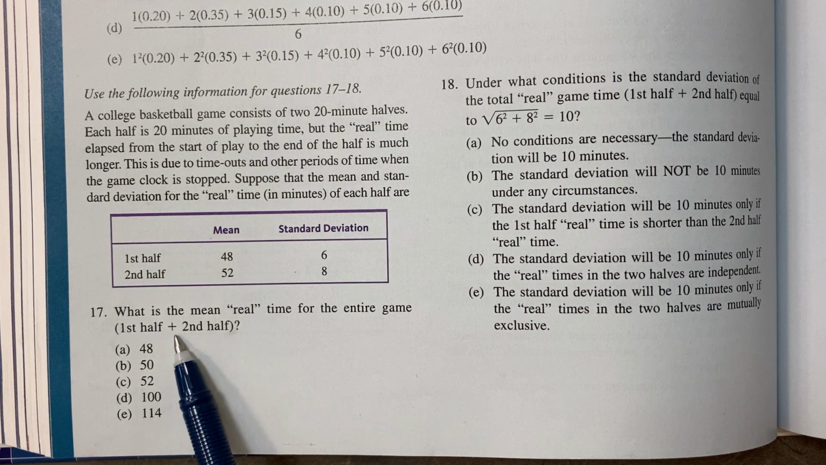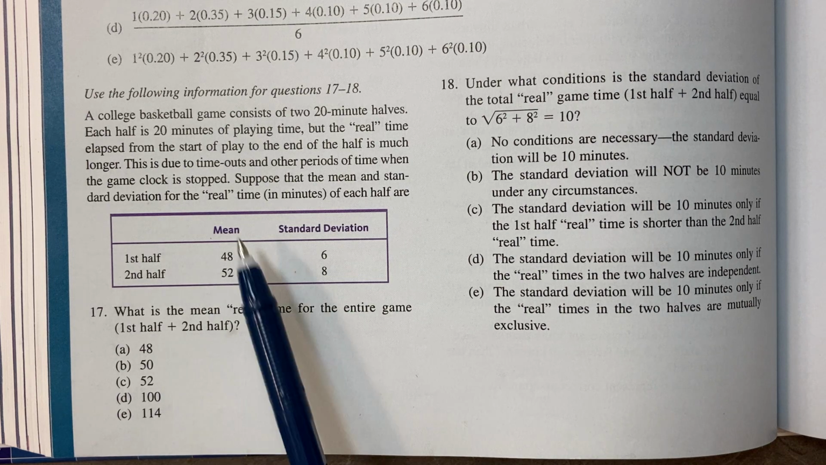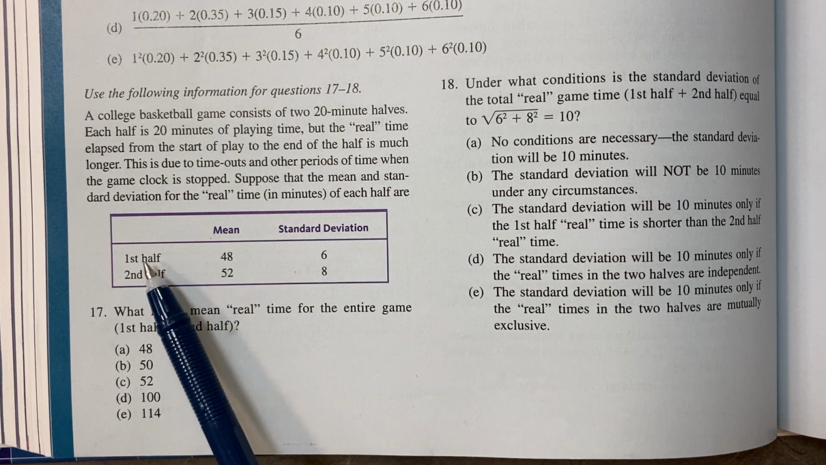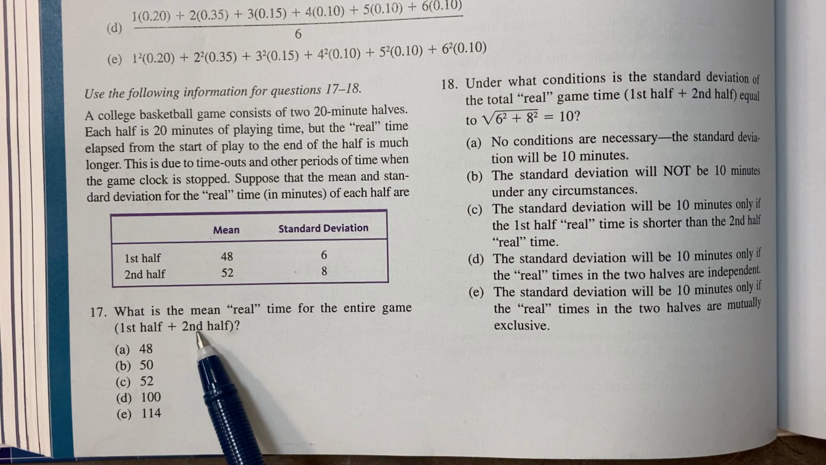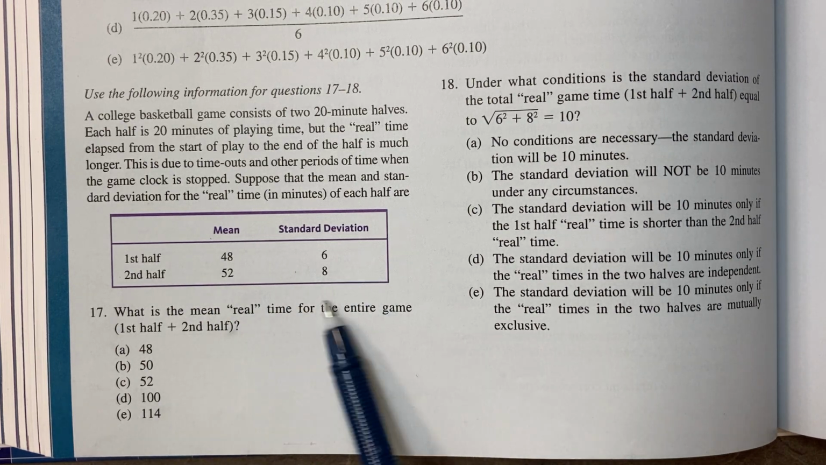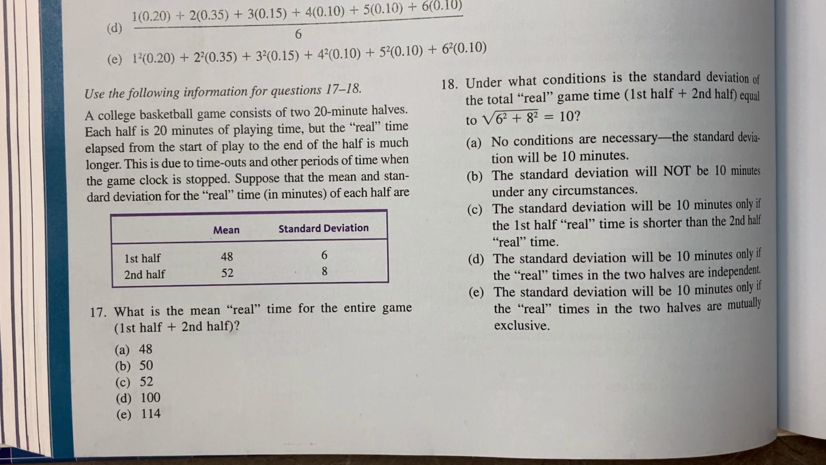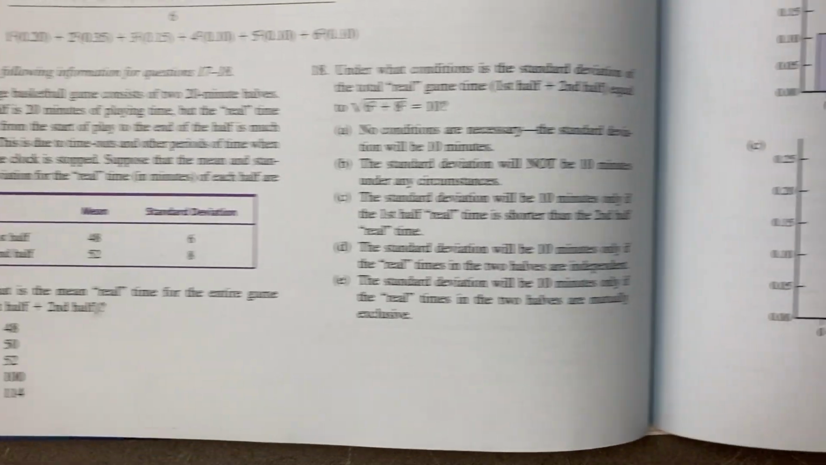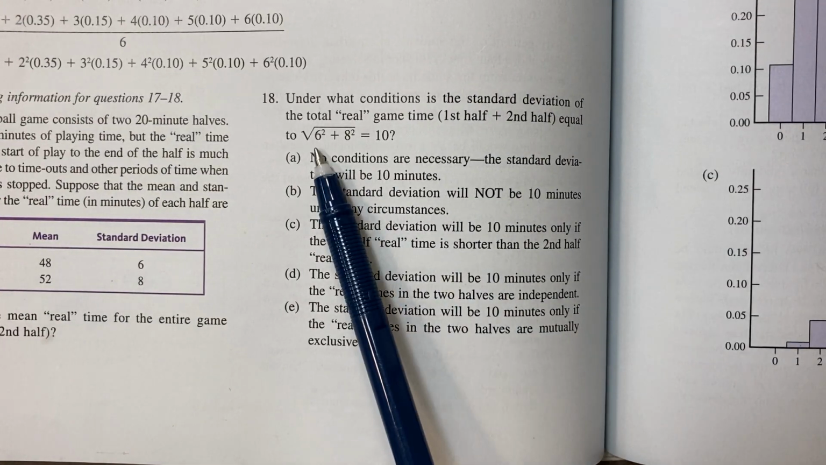When you're combining two things, they do have to be independent. So if I'm combining first half and second half and I want the new average, I just add these together. But can you just add the standard deviations? No, you cannot simply add standard deviations. To add standard deviations, you have to do this. It's actually a Pythagorean theorem.